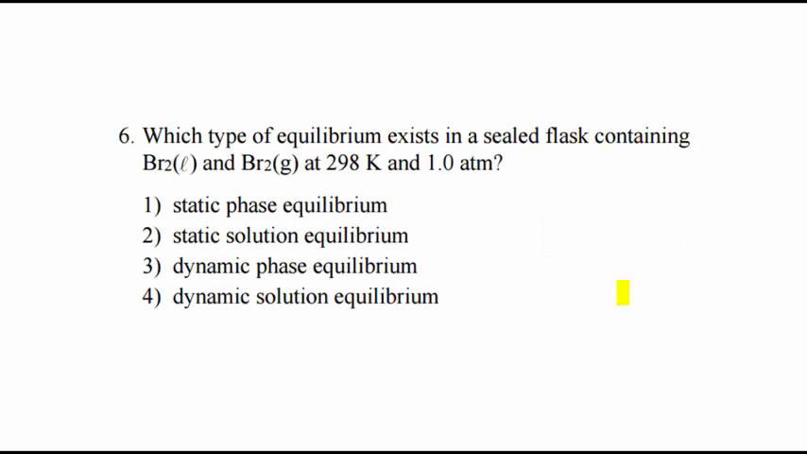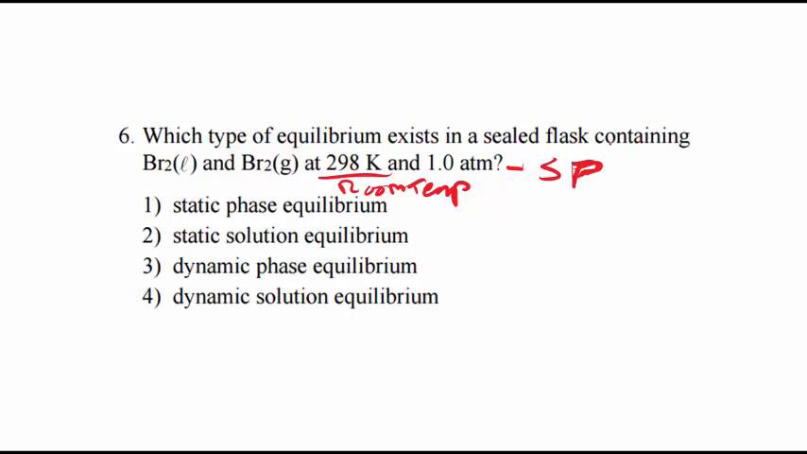Question 6. Which type of equilibrium exists in a sealed flask containing liquid bromine and gaseous bromine at 298 Kelvin and 1 atmosphere? So this is room temperature, and this is standard pressure. Okay, so nothing that we have to really be concerned with there.